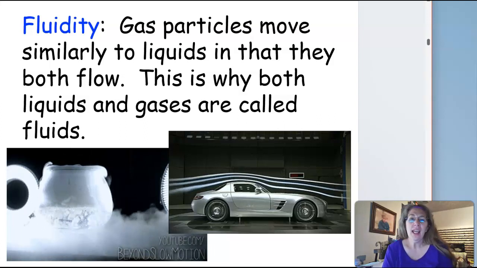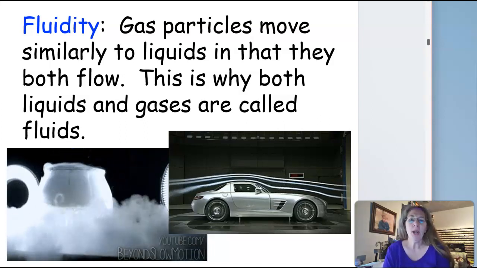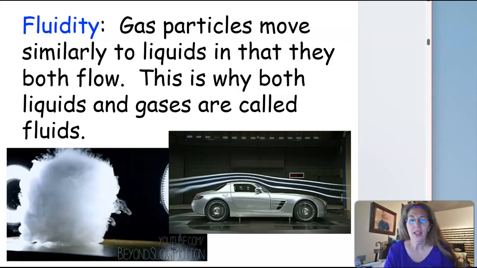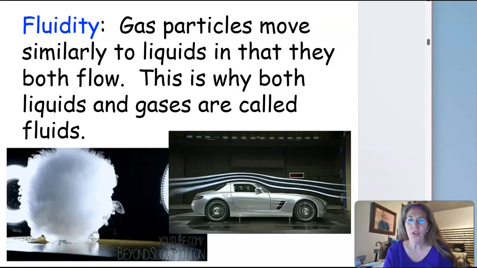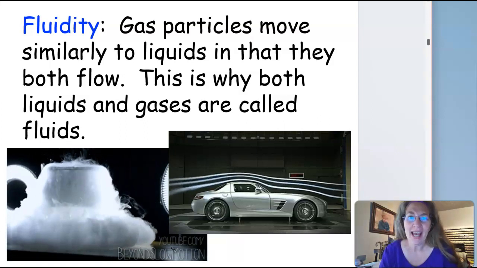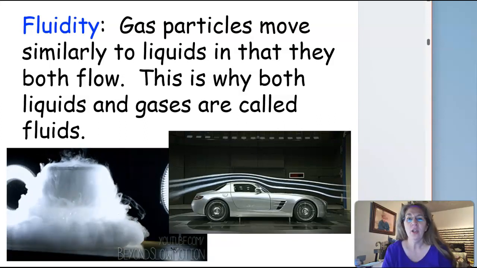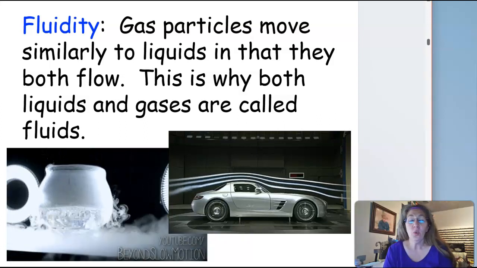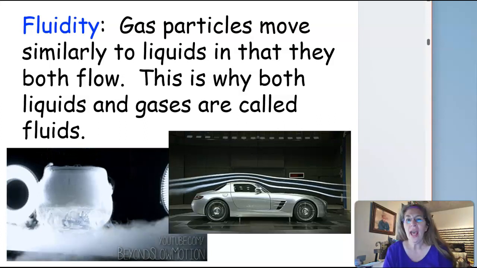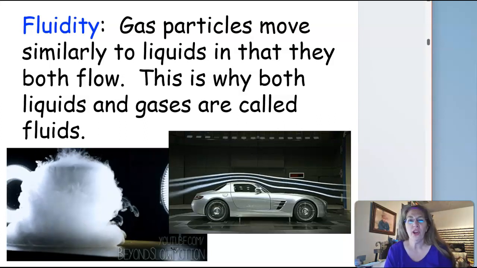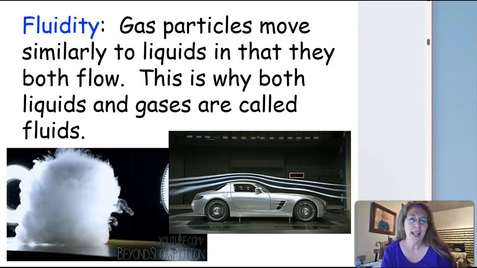Fluidity. Gas can be classified as a liquid because it has the property of being able to flow. We can see in the bottom left picture that the smoke, aka for us, the gas, flows like a liquid out of the container. We can also see the wind tunnel on the bottom right, where smoke is used to show how the air flows over the car. This is an example of seeing the aerodynamics of a car.